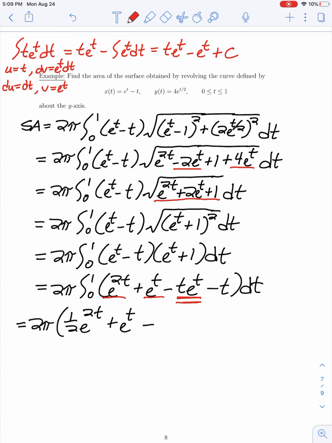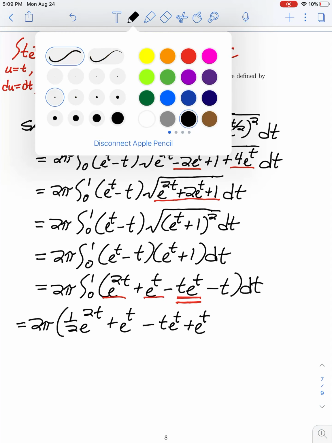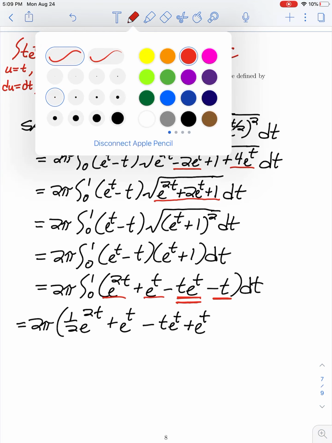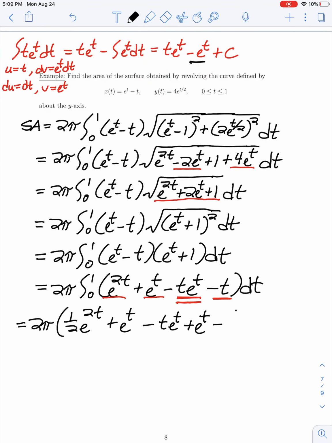So this third piece, we are subtracting that quantity. So we'll have a minus t e to the t, minus the negative gives us plus e to the t. And finally, this last term, we have a minus t, so the antiderivative would be minus 1/2 t squared. And we're evaluating this expression from 0 to 1.